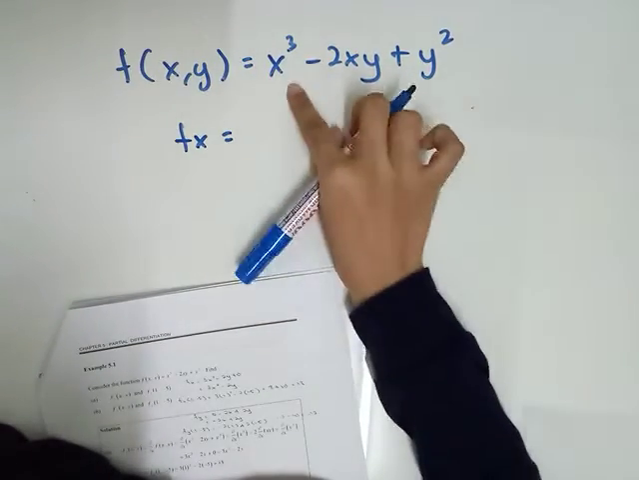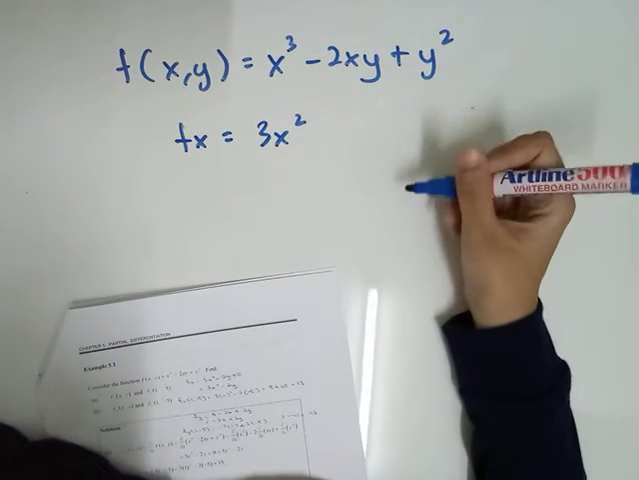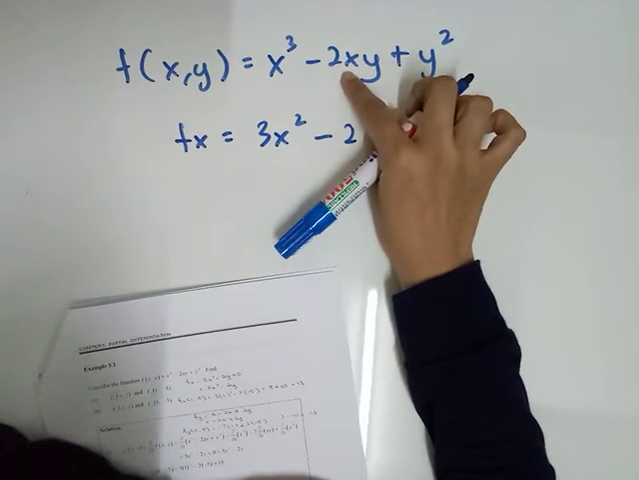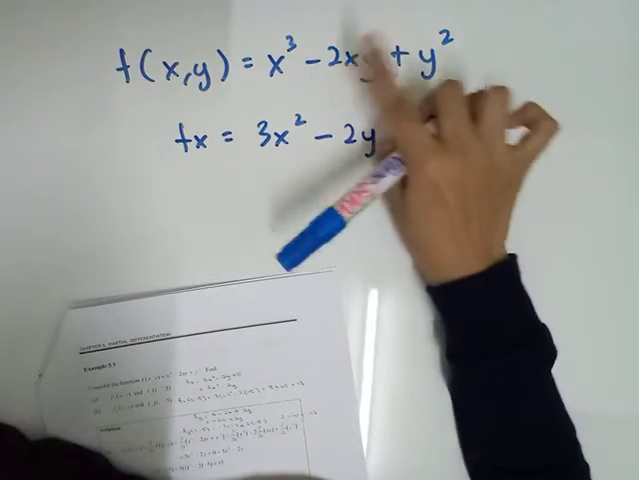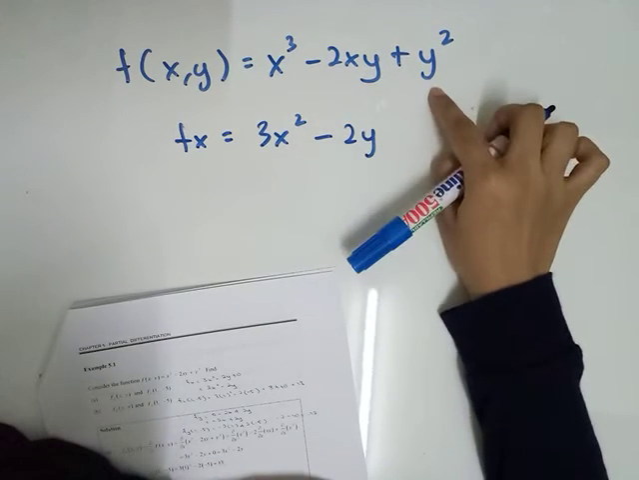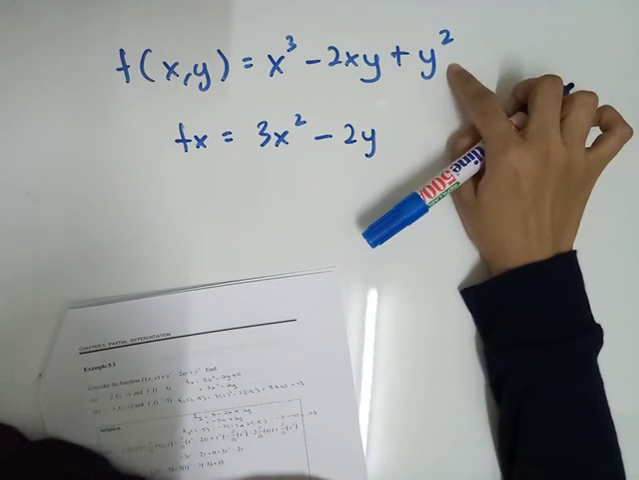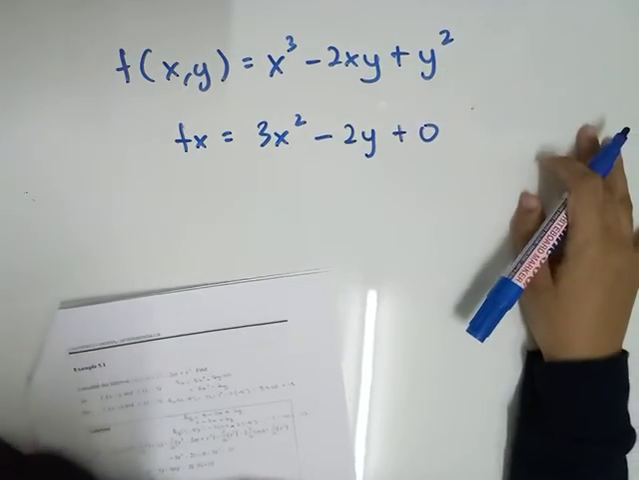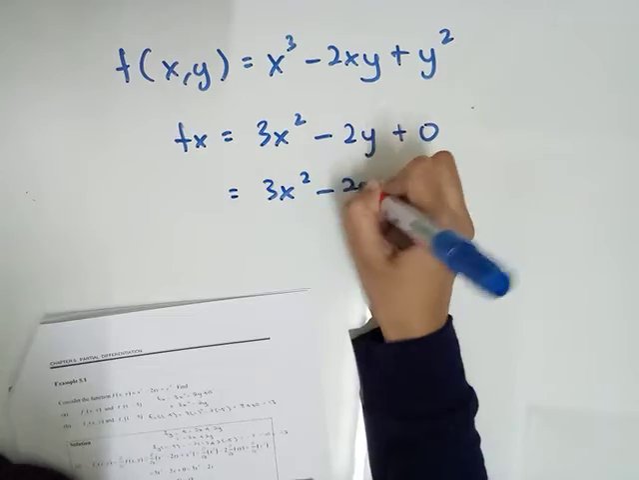Okay, so differentiate x cubed, we get 3x squared. Alright, and then minus 2, differentiate x, we get 1. So 1 times 2y, we get 2y. Then differentiate y squared. Y squared is a constant. So differentiate a constant, we get 0. So the answer is 3x squared minus 2y.